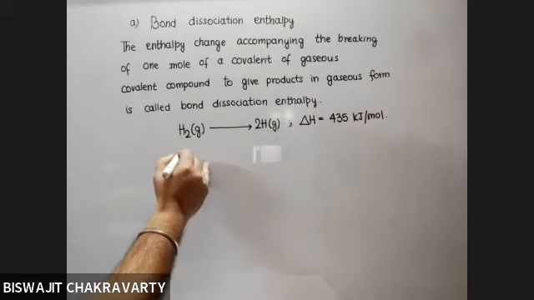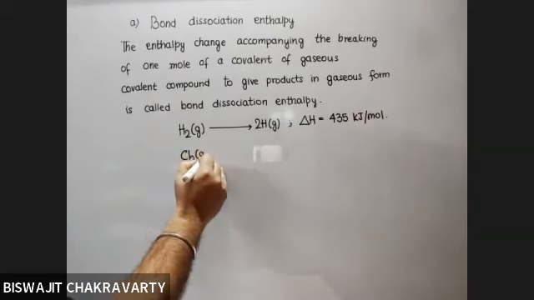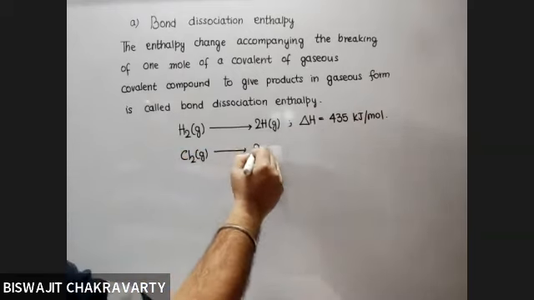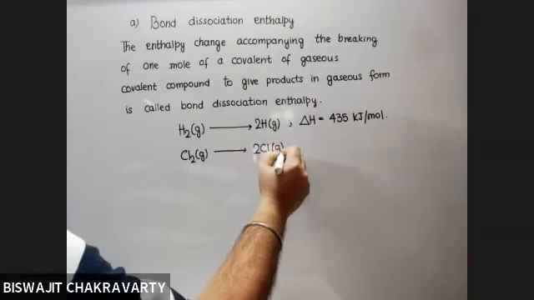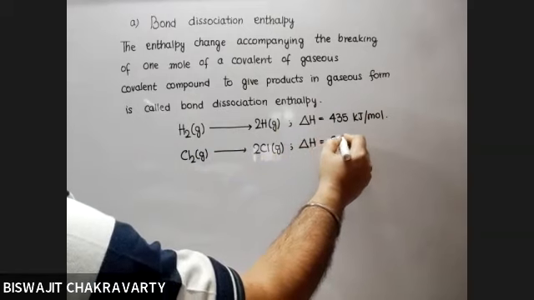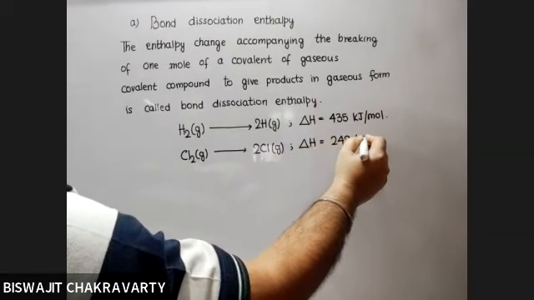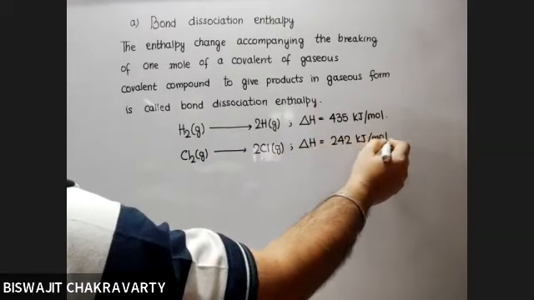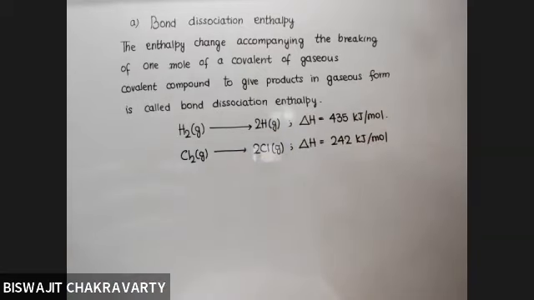Similarly, if it is chlorine gas, it comes out to be 242 kilojoules per mole. So whenever you are asked to form the equation on bond dissociation enthalpy, you need to convert the gaseous molecule into its constituent atoms in gaseous phase.